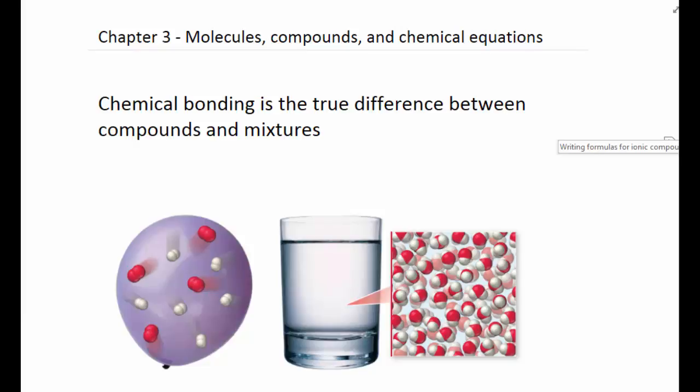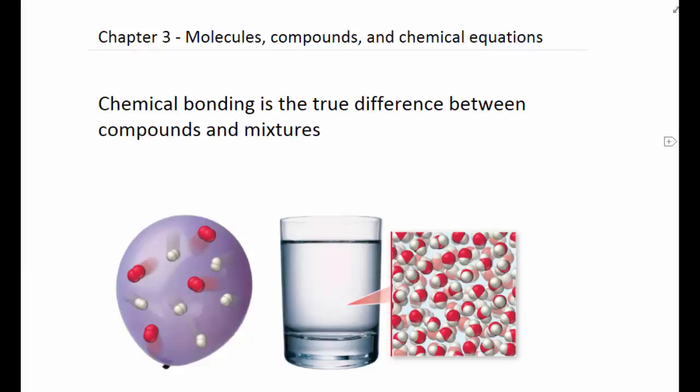So, all right. Time for Chapter 3, Molecules, Compounds, and Chemical Equations. Chapter 2 was just about atoms and elements. So we were dealing with elements, and we were dealing with the individual atoms that made them up. Now in Chapter 3, we are combining atoms of different elements together to make compounds.